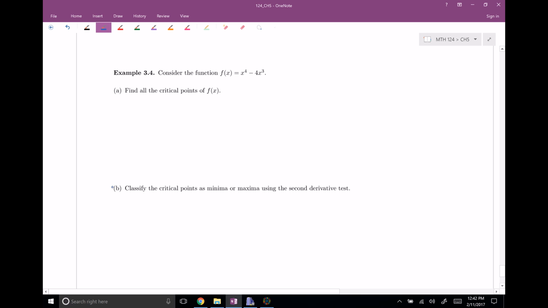So this is specifying that you have to use the second derivative test, even though, technically, if it didn't specify, you could use the first derivative test. This is trying to test, do you, the student, know the second derivative test? So let's do it. Find all the critical points. So critical points are where the derivative is equal to 0. So find the derivative, 4x cubed minus 12x squared. We want to know when is this equal to 0.